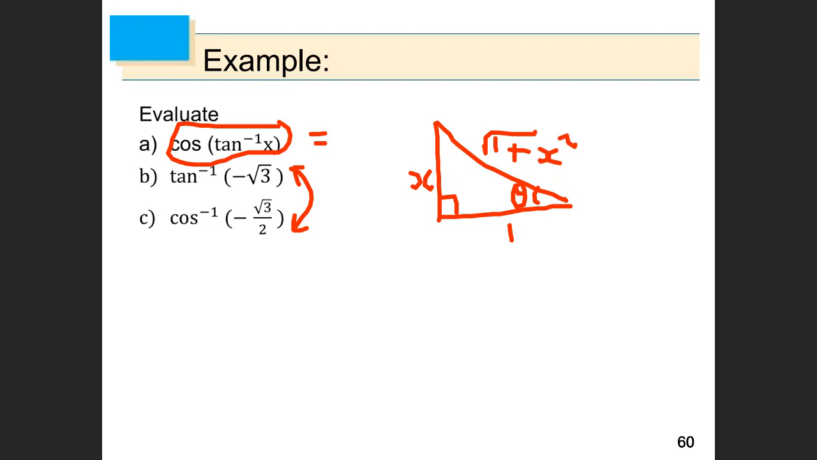And once you've established this, it becomes easy. Cos of tan inverse of x, because you've let tan inverse of x be theta, it just becomes cos of theta. So indirectly, you're computing cos of theta. Why are you computing cos of theta? Because your first assumption was to let theta be tan inverse of x. Now, what is cos of theta from this? It is adjacent over hypotenuse. So your final answer is going to be 1 over the square root of 1 plus x squared, and you're done.